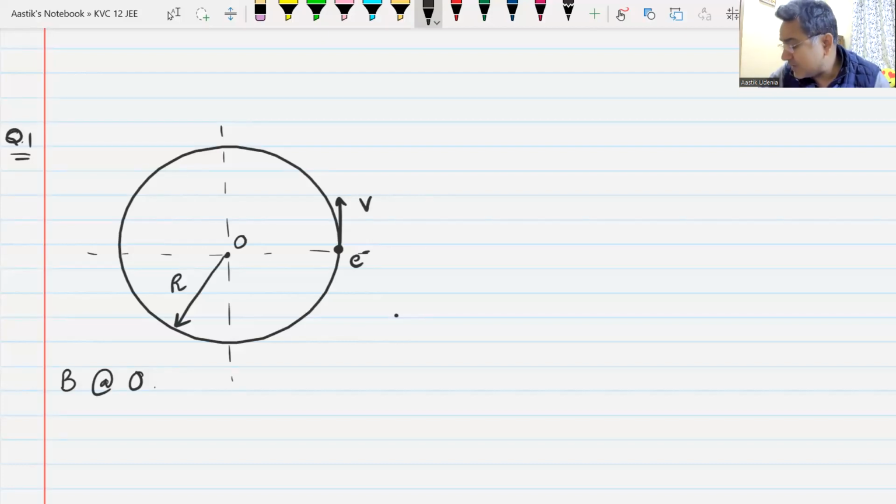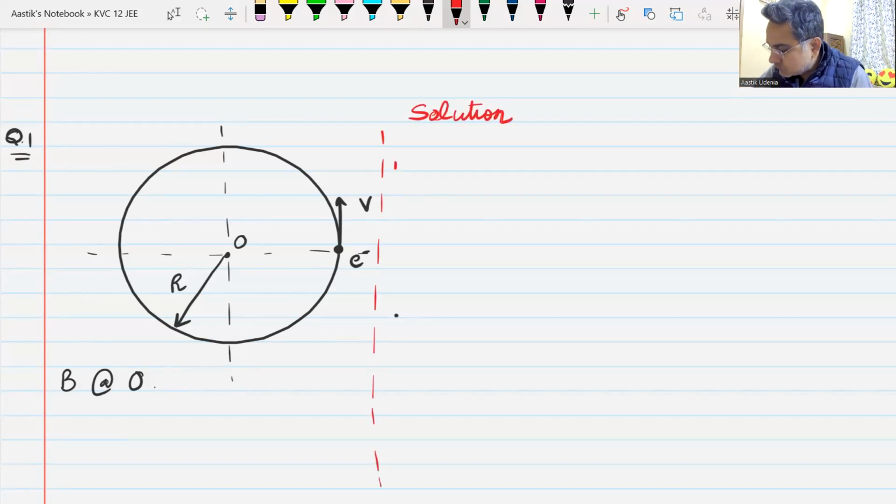So you have to find out the magnetic field due to this charge. Which formula should you apply? Which formula are you going to apply? Tell me. Do you have any idea which formula I will apply? Centripetal force equals magnetic force.